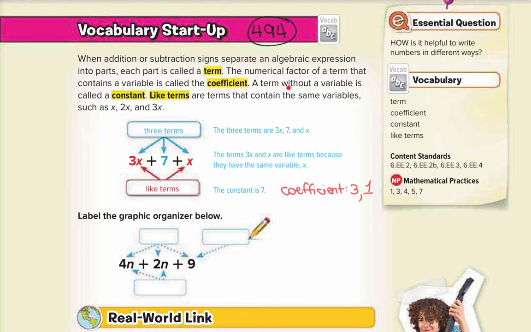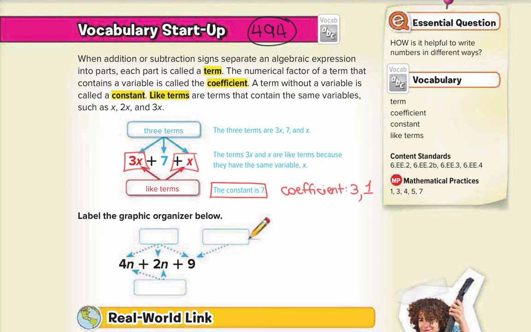Okay, then we have a term without a variable is called a constant. So a term without a variable. So in this case, 7 is the only term without a variable, so it's a constant. So let's put a box around where it says the constant is 7. Like terms contain the same variables, such as x, 2x, and 3x. So in this case, 3x and x are like terms because they both have the same letter.